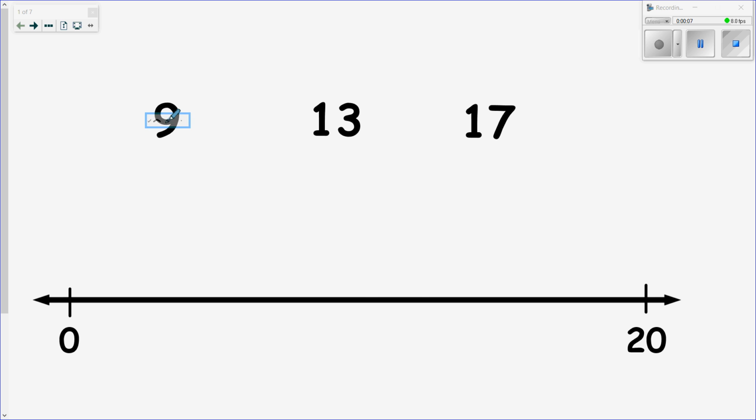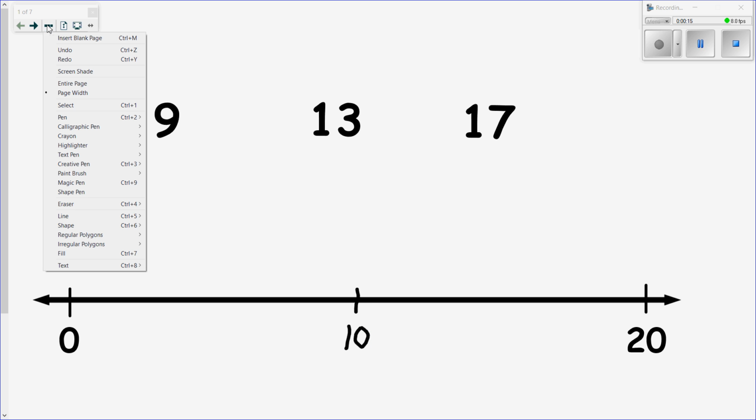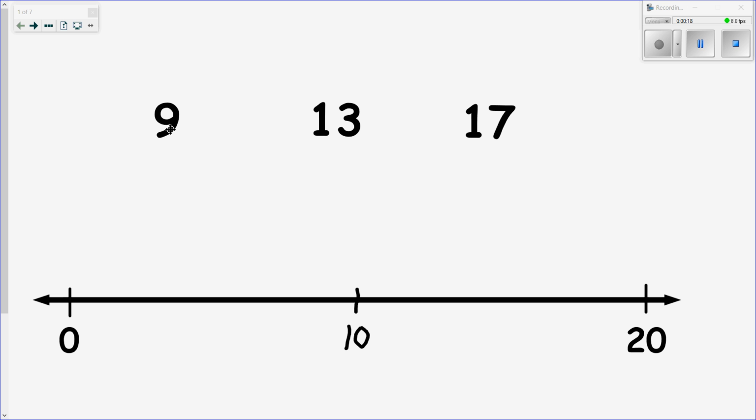I hope you were able to figure it out. So the midpoint between 0 and 20 would be 10. Now we've got first the number 9. Now 9 is greater than 0, less than 10, but only one less than 10. So it will be quite close to the number 10.